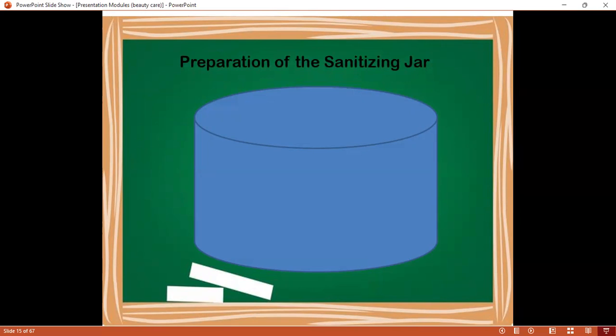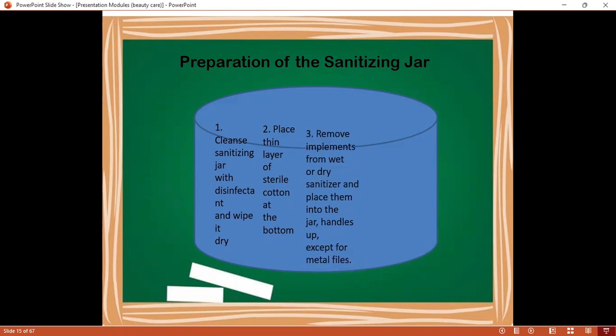Preparation of the sanitizing jar. 1, cleanse the sanitizing jar with disinfectant and wipe it dry. 2nd, place a thin layer of sterile cotton at the bottom. 3, remove implements from the wet or dry sanitizer and place them into the jar, handles up except for the metal files. 4th, fill the jar with 70% to 90% alcohol solution to cover the cutting edges and tips of the orange wood stick.